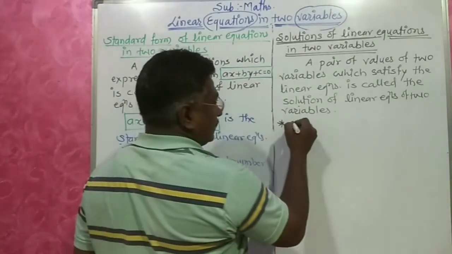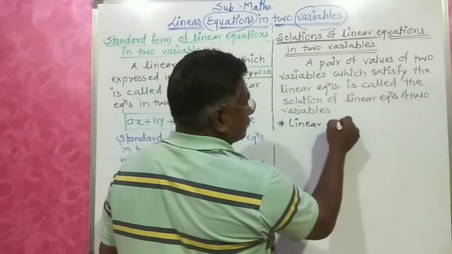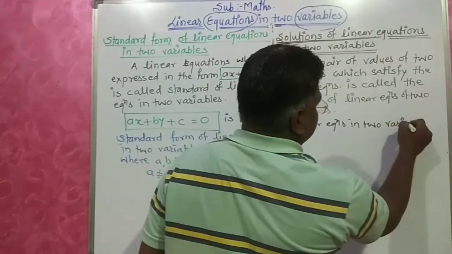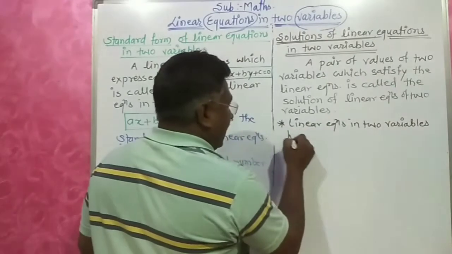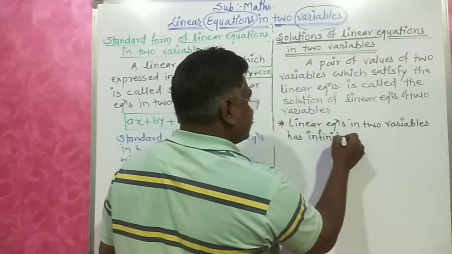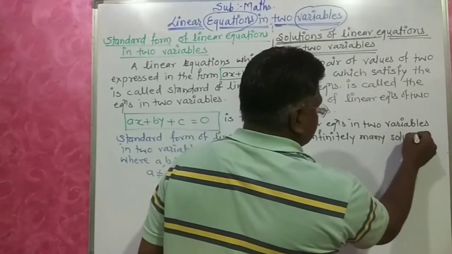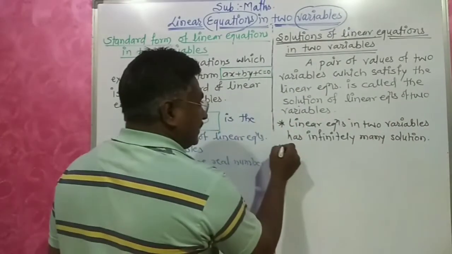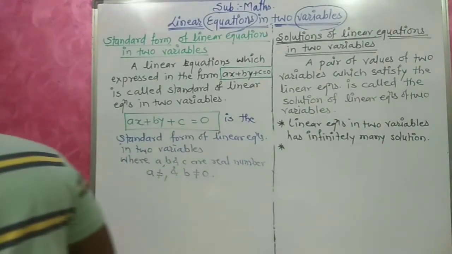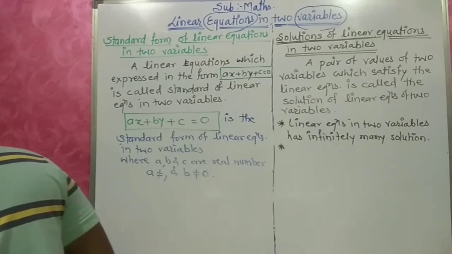First point, linear equation in two variables has infinitely many solutions. How many solutions are there? Infinitely many solutions. And those solutions we will represent on the graph.